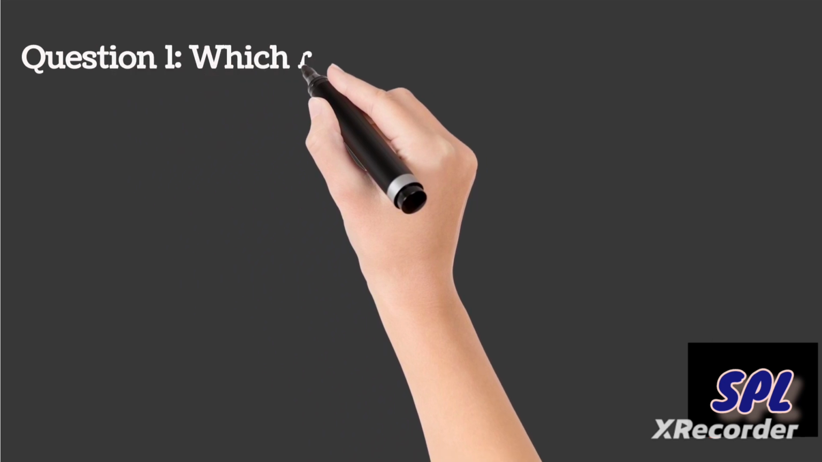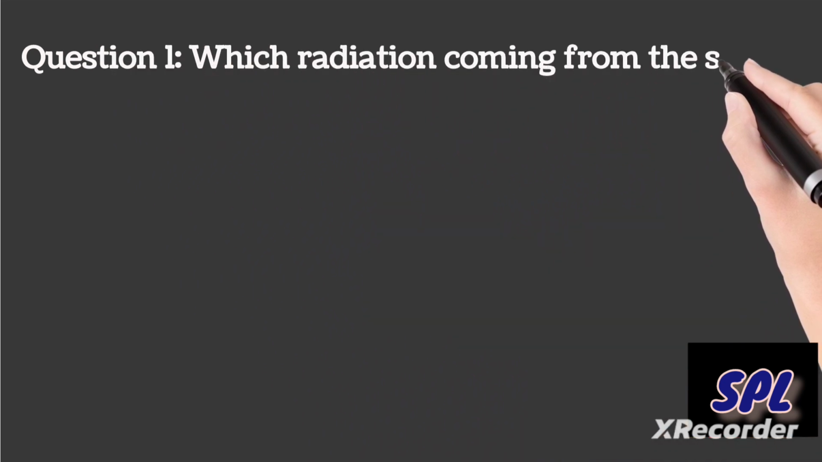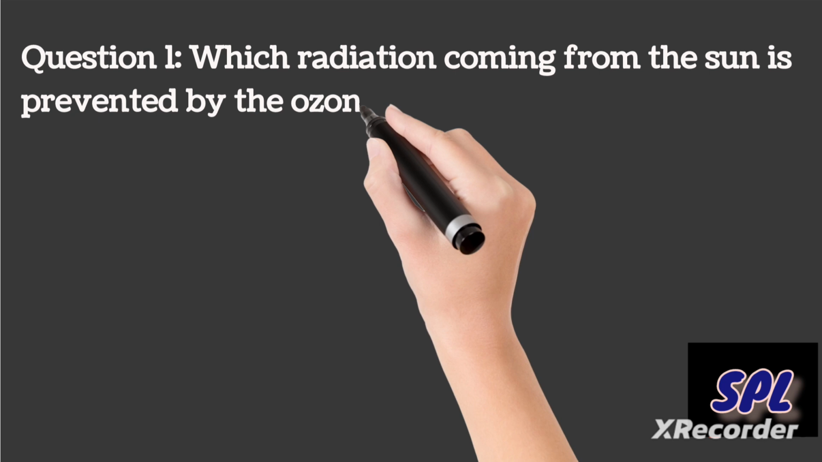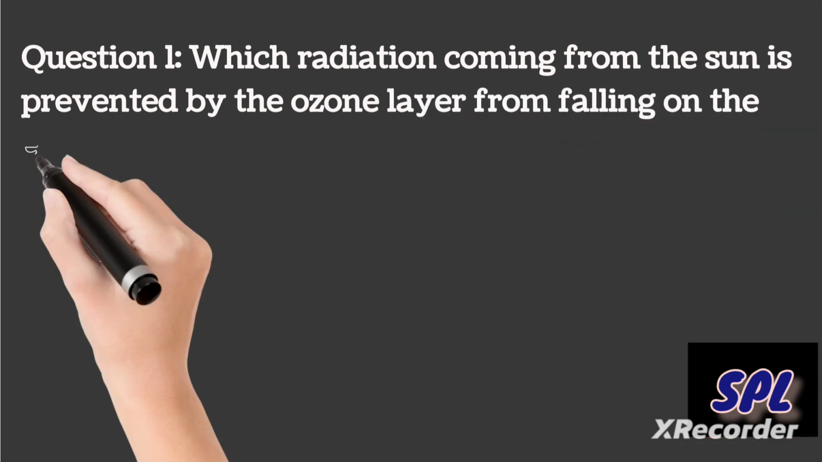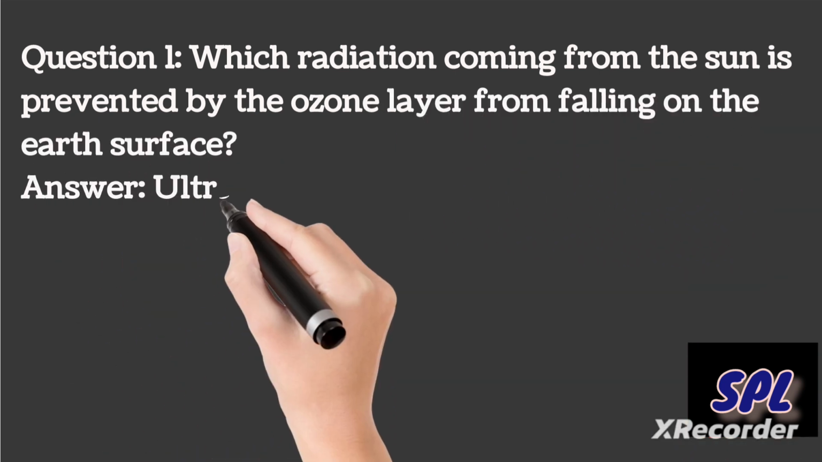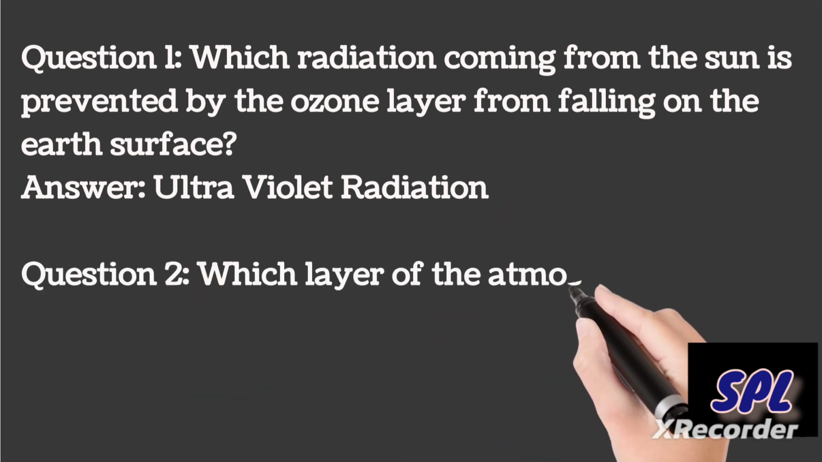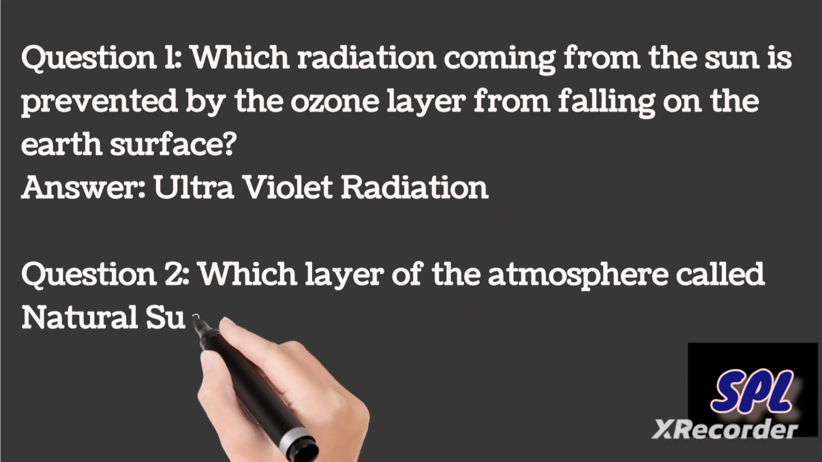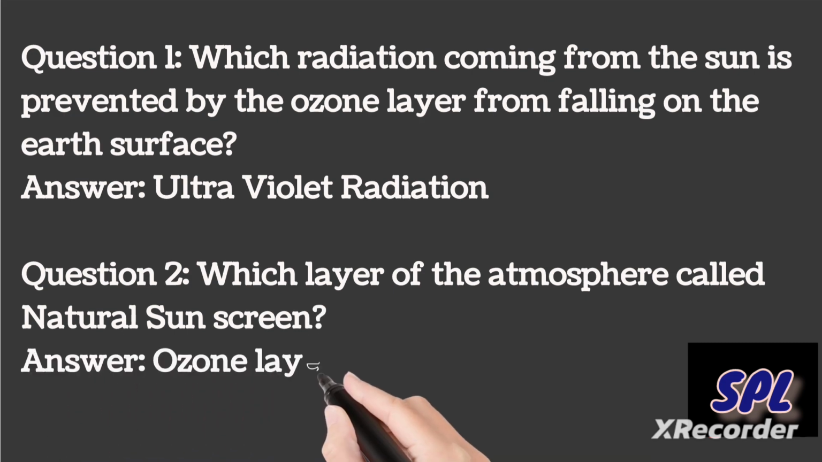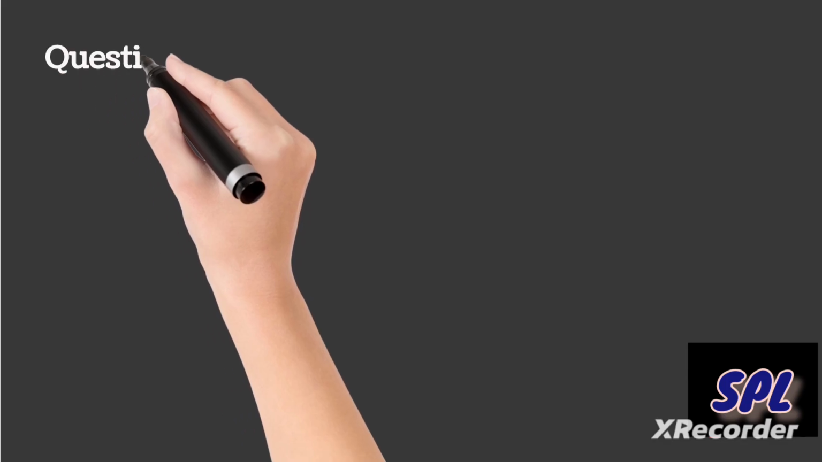Question 1. Which radiation coming from the sun is prevented by the ozone layer from falling on the Earth's surface? Answer. Ultraviolet radiation. Question 2. Which layer of the atmosphere is called natural sunscreen? Answer. Ozone layer.